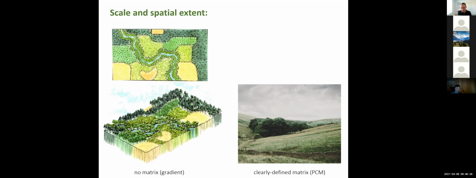In the vast majority of cases that we're dealing with in landscape architecture, there is an identifiable matrix just because we're dealing with the interface between open space and natural areas and human development. And so there typically is a pretty clearly defined matrix, and that's why we tend to use the PCM model 90% of the time.